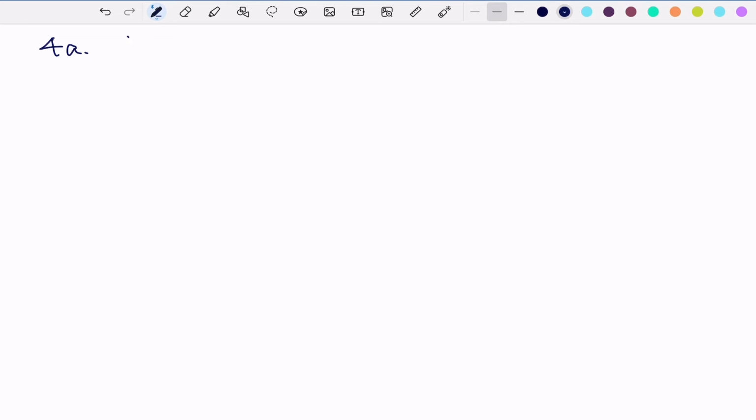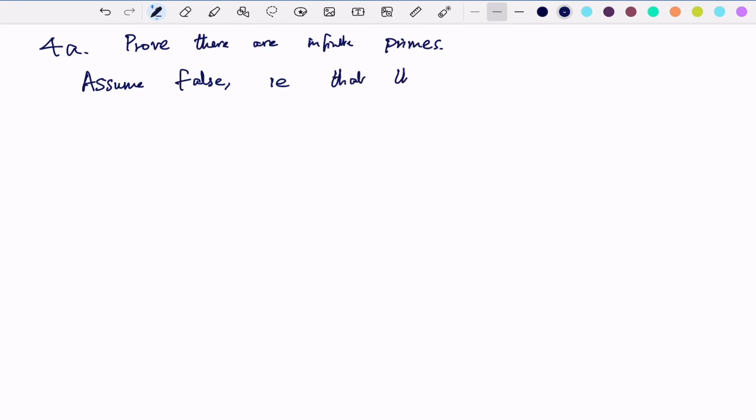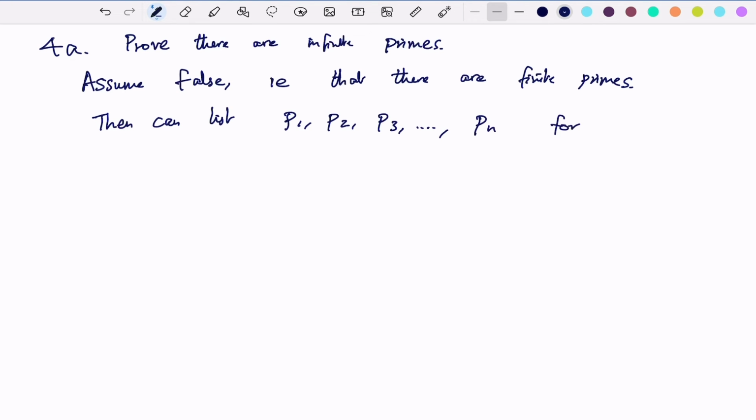But there are 2 examples in particular that are in the specification that you just need to learn and commit to memory. The first of those is prove that there are infinite prime numbers. So to do that by contradiction, we first of all assume that the statement is false, i.e. that there are actually a finite number of primes. And if that is the case, then we could list those primes as P1, P2, P3, etc., all the way up to Pn for some finite number n.